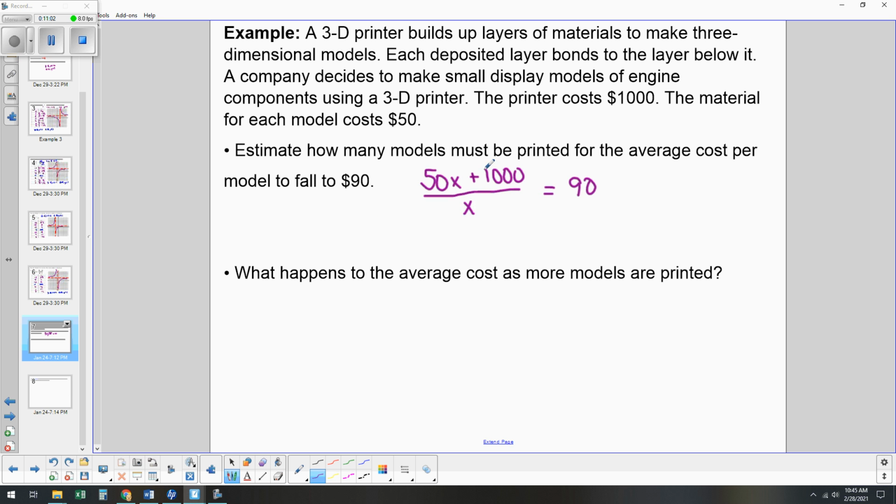So really, I have an equation that I can cross multiply, right? 90 times x equals 50x plus 1,000. If I subtract 90x, I get 40x equals 1,000. So x is 25. So after 25 models, the cost will go below $90 per model.